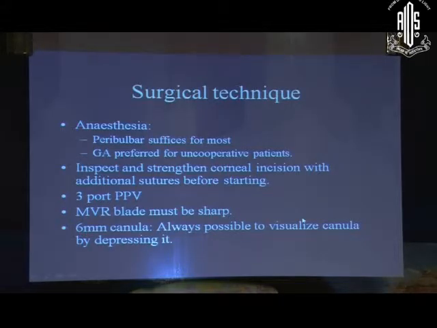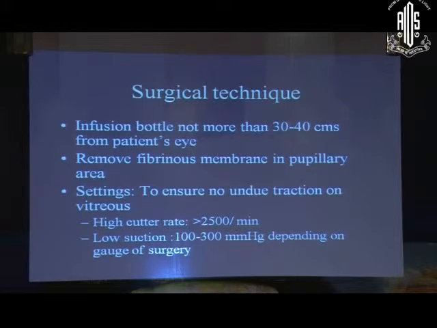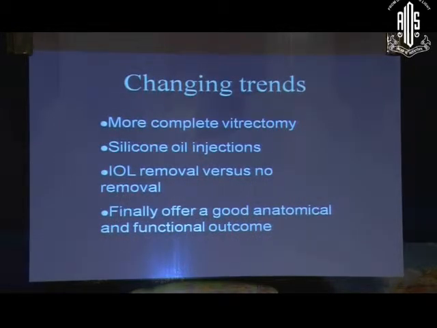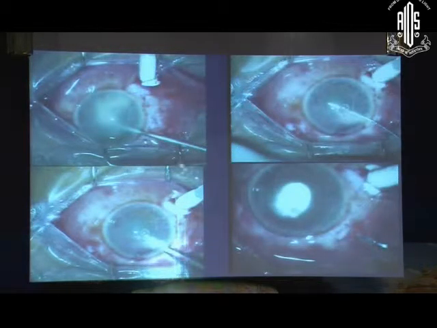Surgical technique: generally we prefer local anesthesia. Basically, we have to strengthen the corneal incision, because during surgery it should not give way. A 3-port PPV, sharp MVR blade, 6 mm cannula, these are what are usually preferred. Infusion bottle not so high, and you have to remove the pupillary fibrin, and a high cut rate and low suction is what is preferred. Usually we have moved towards more complete vitrectomy and silicone oil injections. There is always a controversy between IOL removal and non-removal, and finally it offers a good anatomical and surgical outcome.